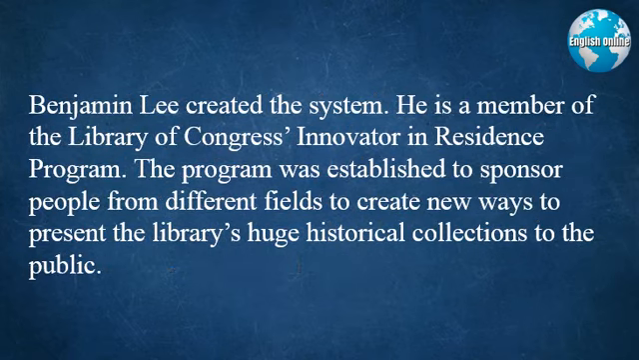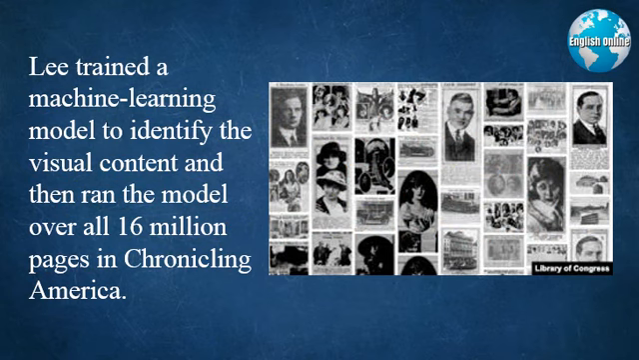Benjamin Lee created the system. He is a member of the Library of Congress's Innovator in Residence program. The program was established to sponsor people from different fields to create new ways to present the library's huge historical collections to the public. Lee trained a machine learning model to identify the visual content and then ran the model over all 16 million pages in Chronicling America.